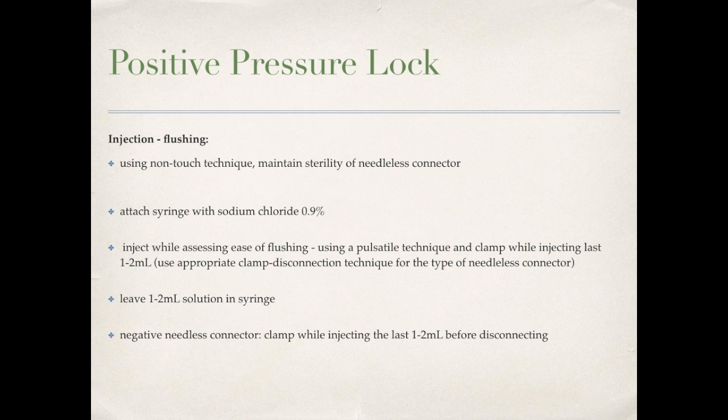If there is no resistance while flushing, you may continue to flush using the pulse technique. And if it is a negative needleless connector that is in use, you clamp while injecting the final part of the solution, but leaving 1 to 2 ml in the syringe. The appropriate clamp disconnection technique differs depending on the type of needleless connector. So in this instance, if we're using a negative needleless connector, you need to clamp it while you're injecting the final portion. But you need to read your policies and procedures and ensure that you know the correct needleless connector that you're using, and just change your clamp disconnection technique depending on that.